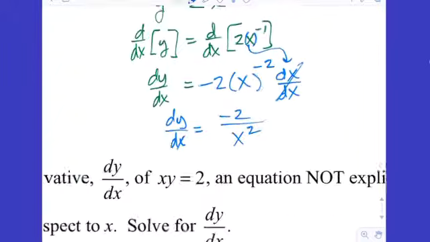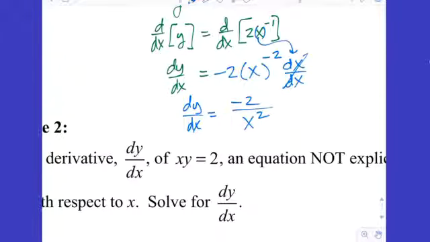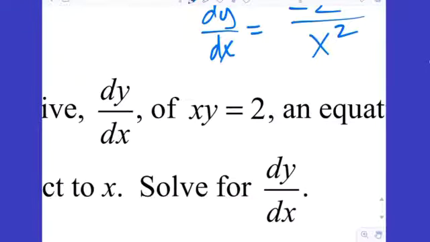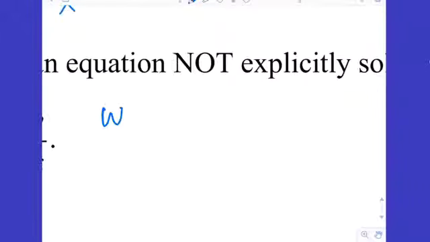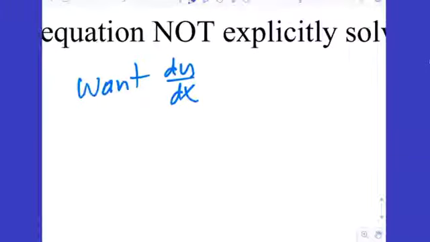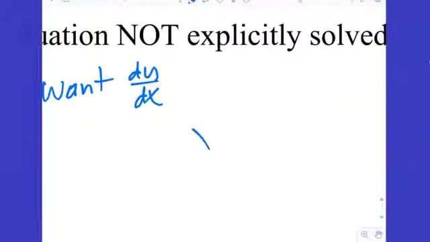All right. So now what we're going to do on example 2 is I'm going to show you how to take the derivative of xy equals 2 in implicit form. We still want, in the end, dy/dx. I still want the derivative function that allows me to find the slope of the tangent line for y in terms of x. But I'm starting off with xy equals 2. Okay, so here we go.